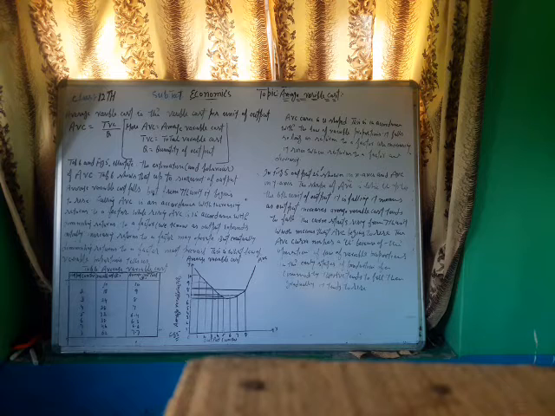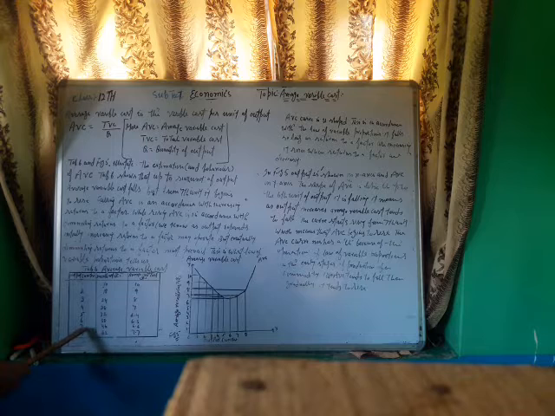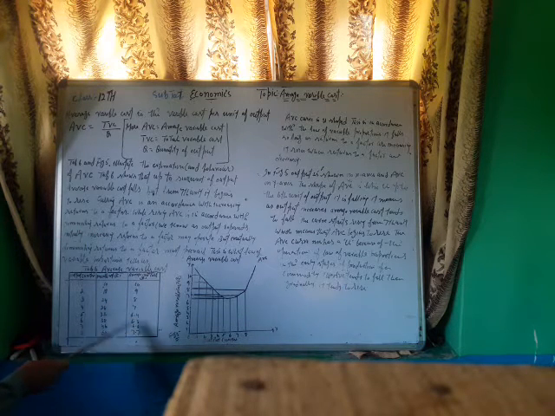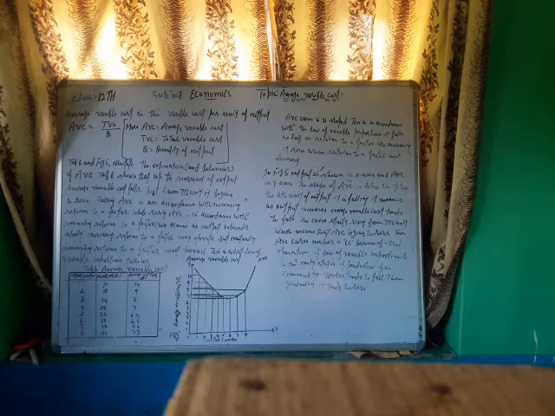Average variable cost falls, but from the 7th unit it begins to rise. This is the 7th output unit. Average cost rises from 6.3 to 6.6, then 7.7. It began to rise.